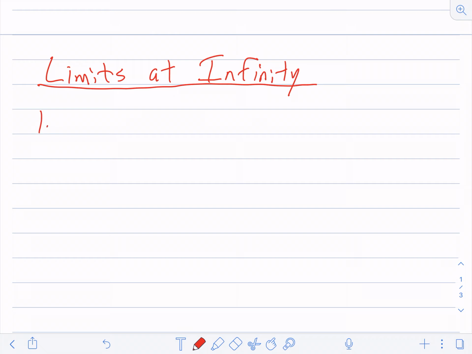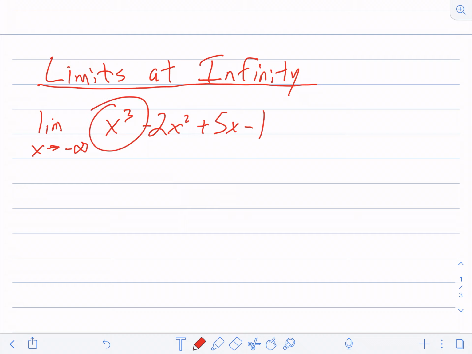So if I have the limit as x approaches negative infinity of this function, x cubed minus 2x squared plus 5x minus 1. Well, if you remember with rational functions, whenever we're looking at the limit as x approaches negative or positive infinity, all I care about is this first term with the highest exponent. And an easy rule of thumb is, say, well, if I'm approaching negative infinity, what will happen if I plug a large negative number into this term?